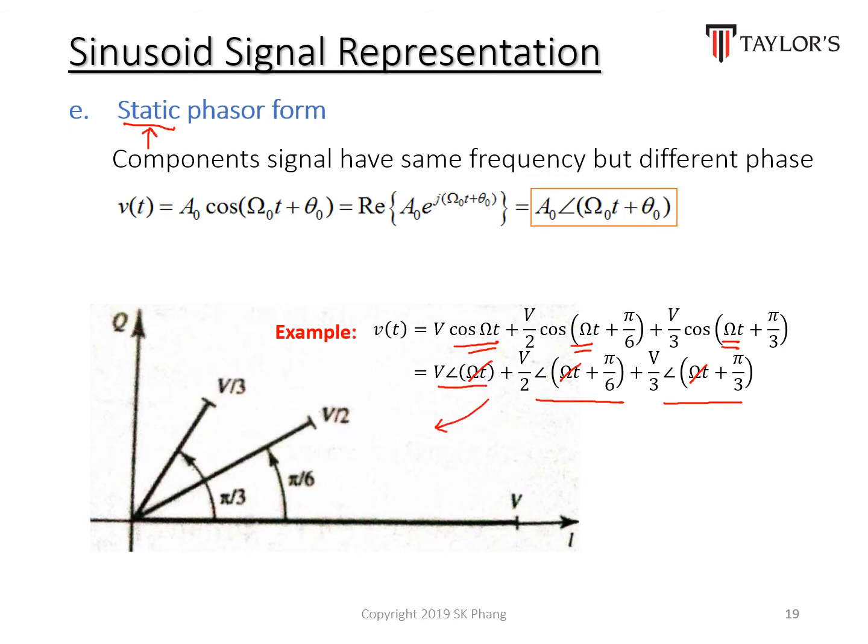For the first one, it's just V at angle 0, so it's just a straight line to V. The second one is at angle pi over 6, so we have pi over 6 and we draw up to V over 2. And the third one, pi over 3, we draw up to V over 3. This is the static phasor form, where we can ignore the omega frequency in the angles.